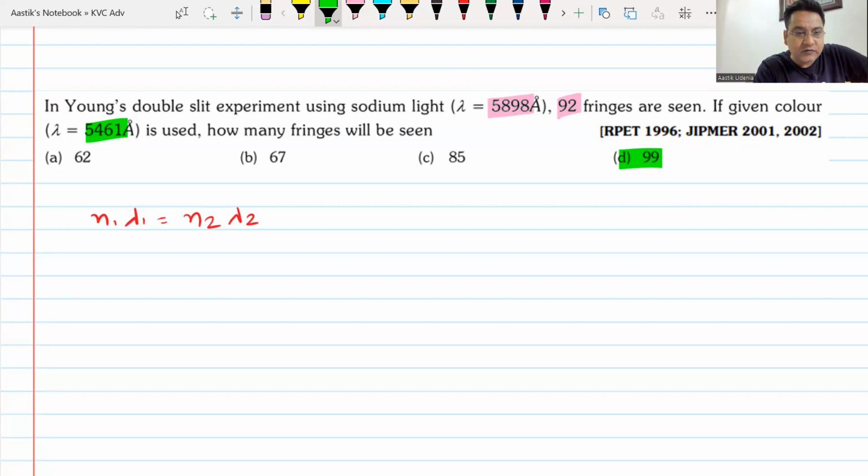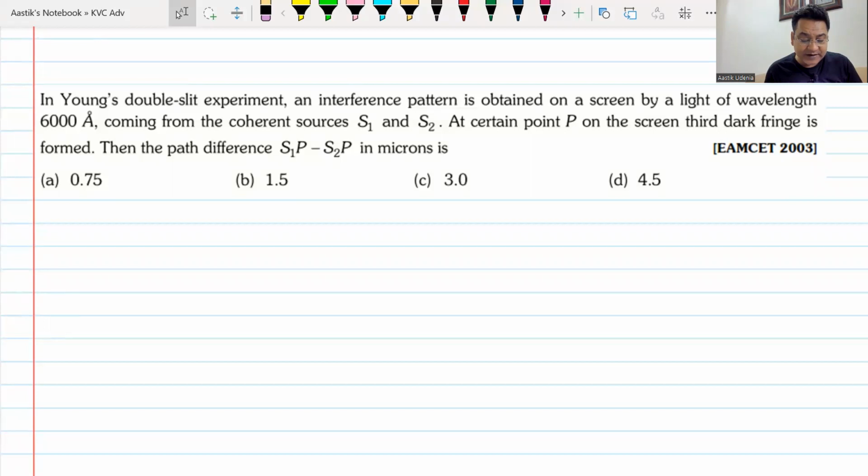Let us now move on to the next question. Remember, any one of these questions is going to appear in your exam. This is the next one, my dear friends. In a Young's double slit experiment, an interference pattern is obtained on a screen by a light of wavelength 6000 Angstrom unit coming from coherent sources S1 and S2. At a certain point P on the screen, third dark fringe is formed. What is the path difference?